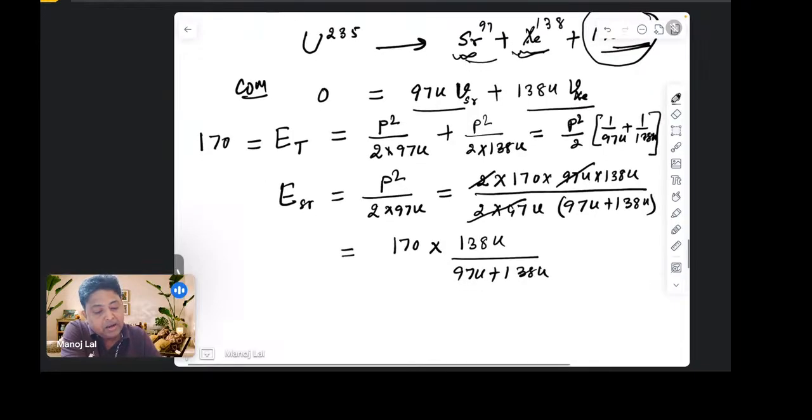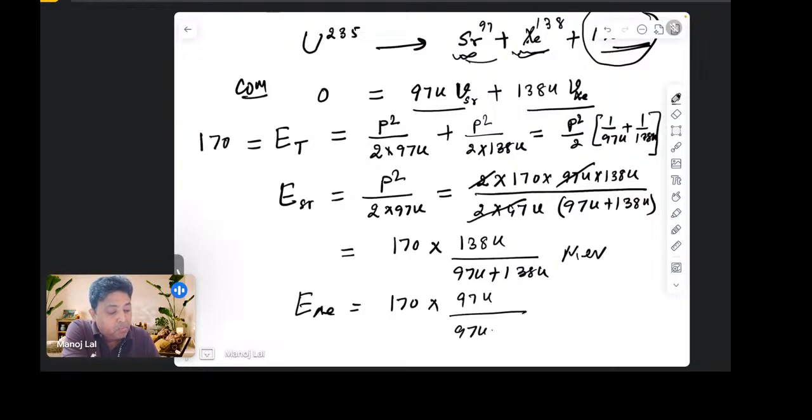And similarly, the energy of xenon will be 170 mega electron volt into the reciprocal, right? So it will be 97 u by 97 u plus 138 u. So whatever its value, this is the energy.